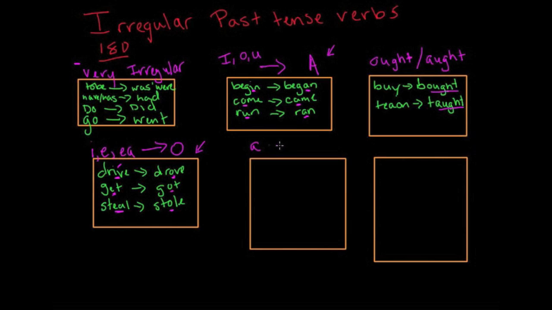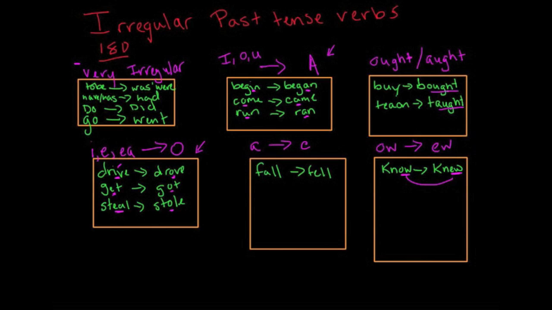Now let's take a look at our fourth category here. This is the A, changes to an E. Just one example here for you. Fall changes to fell. And our sixth category that we're going to take a look at is the OW changes to the EW. Know changes to knew. You can see here the OW, in this case, changes over to the EW here.